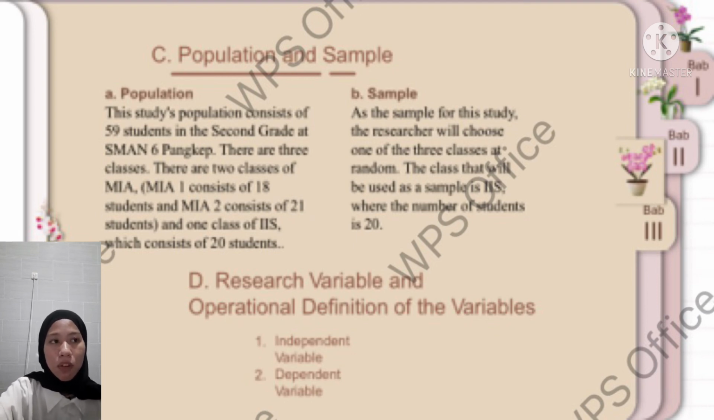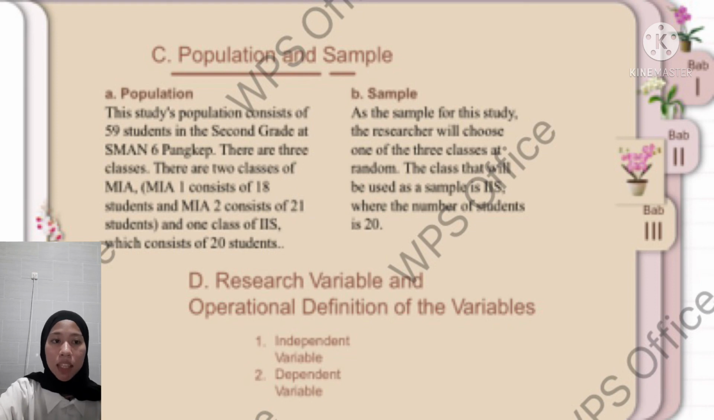B. Sample. As the sample for this study, the researcher will choose one of the 3 classes at random. The class that will be used as a sample is EIS, where the number of students is 20.